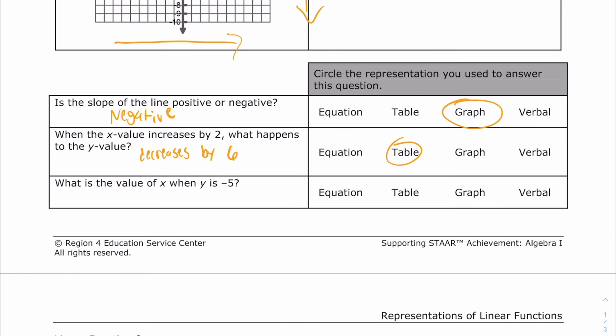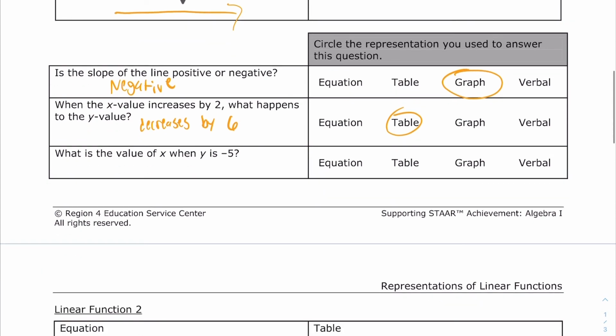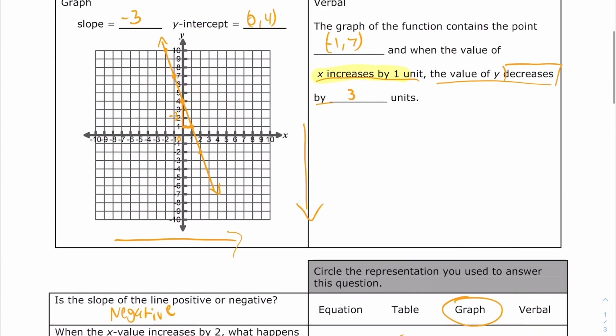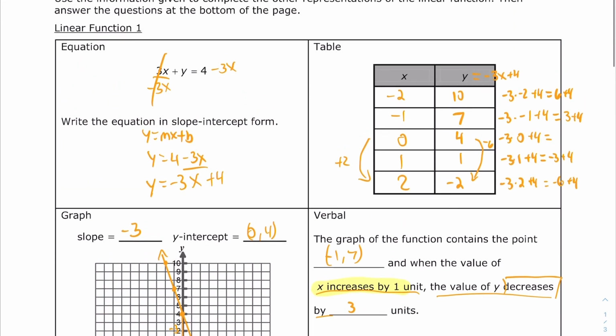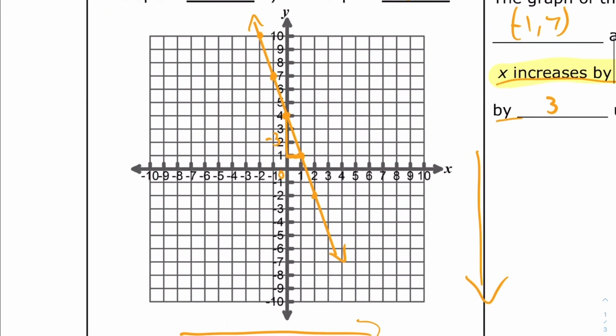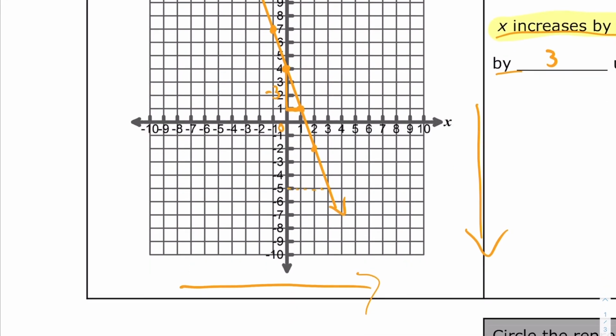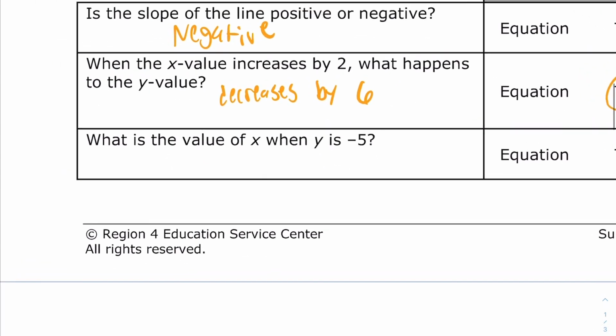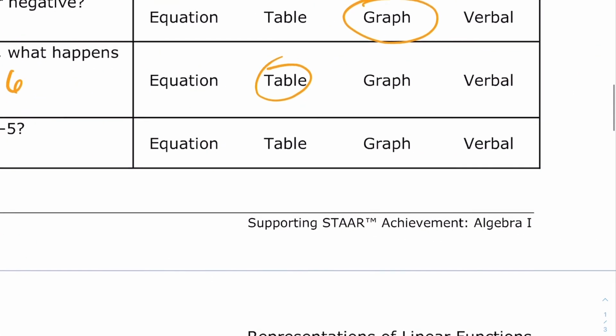What is the value of x when y is negative 5? Alright, so if we look at the table, it's not there. If we look at the graph, if we find the number negative 5 for y, and we trace the line over, we find that that matches with the x number of 3. So x is equal to 3. And I got that from the graph.